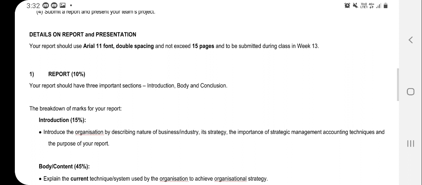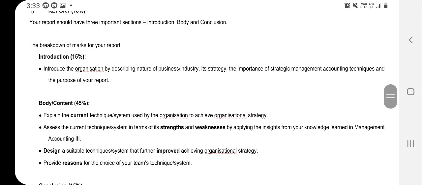Okay, so see here details on report and presentation. For the writing report, you should use Arial 11 font, double spacing, and not exceed 15 pages, and to be submitted during class in week 13. Okay, the report is 10% marks. Remember, so this is important.